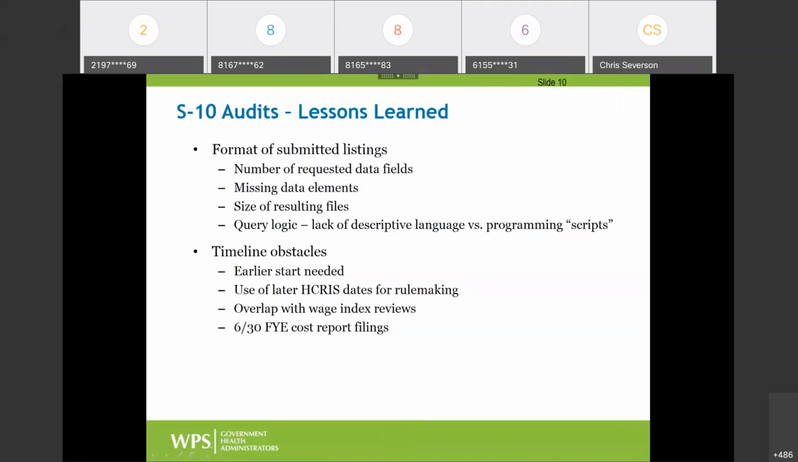And with that, I'm going to turn it over to Ron Wolf to talk about some lessons that have been learned from the prior S-10 audits.